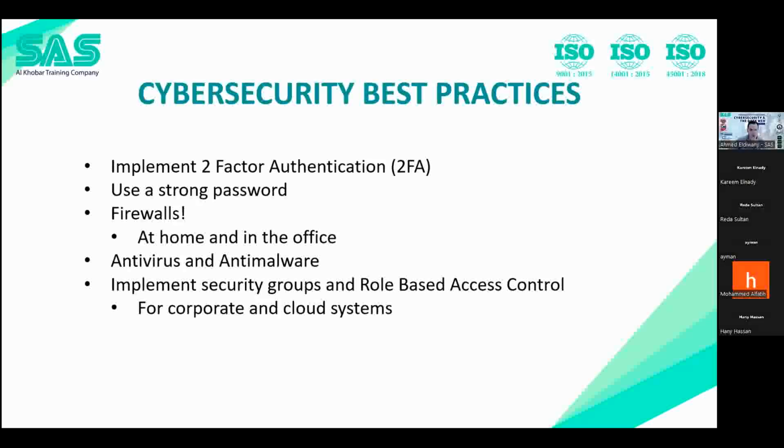Windows normally comes with a firewall, but sometimes you need to activate it and set rules. The firewall creates a protection around your computer, so only applications and websites you give access to are allowed to send and receive data. Install antivirus and anti-malware tools, and implement role-based access control and security groups and settings for your corporate and cloud systems.